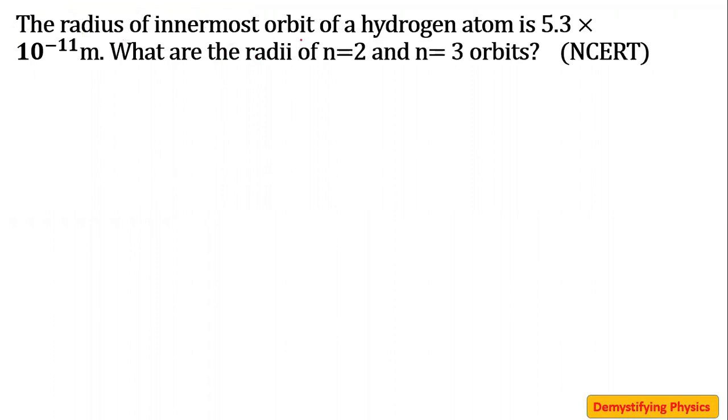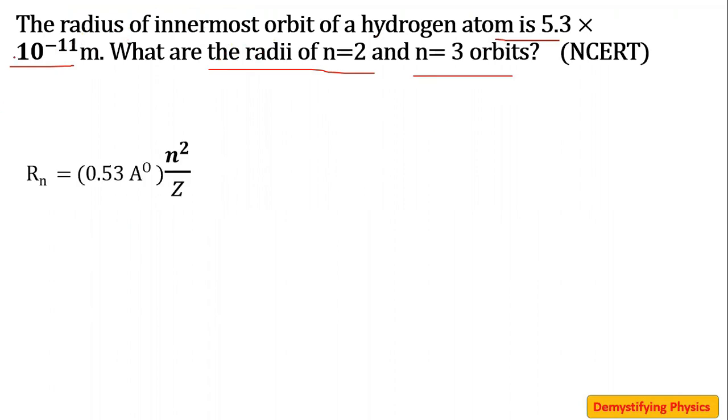The radius of the innermost orbit of a hydrogen atom is 5.3 into 10 to the power minus 11 meter. What are the radii of the n equal to 2 and n equal to 3 orbits? What is the formula for the radius? We know this. Now, we are talking about a hydrogen atom, so Z is equal to 1.